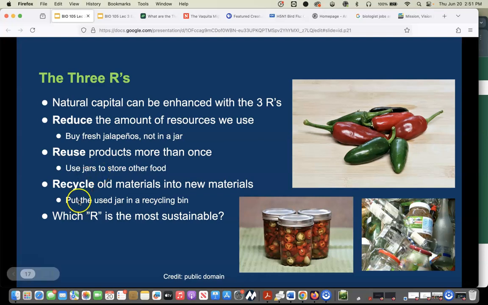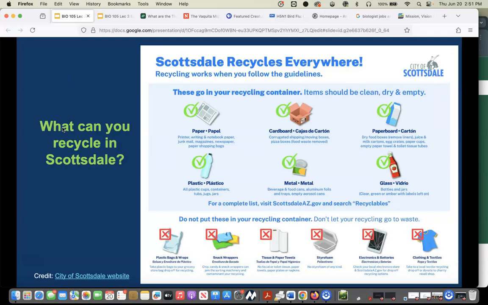Okay. And then the third one is recycle. And we'll talk about why recycling isn't your first goal. So again, the most sustainable of these is reduce, then reuse, and recycling's at the bottom. The reason is that when we recycle, and especially when we're looking at plastics, only about 9% of the plastics out there are actually recycled. So a very small percentage, okay?